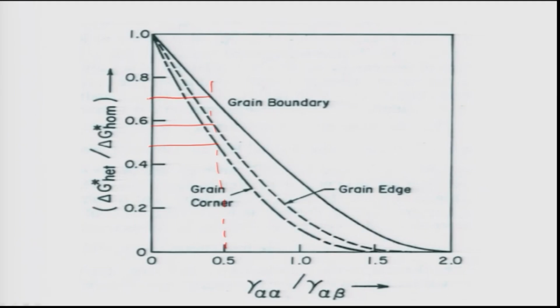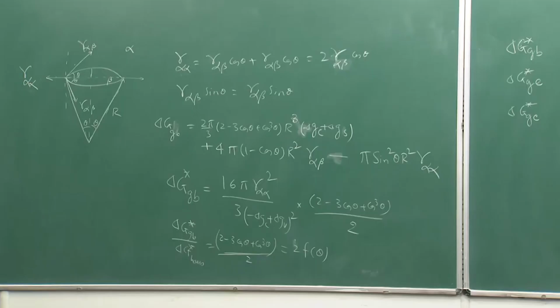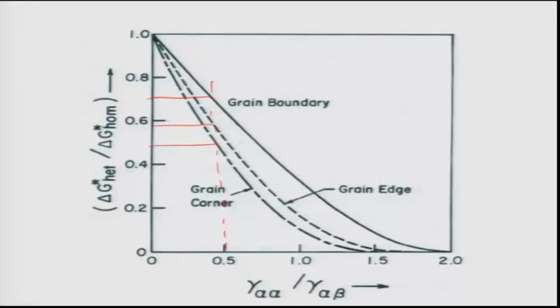What does the ratio tell you? That's the contact angle basically. That ratio, gamma alpha alpha by gamma alpha beta, there on the board you see in the first equation, is basically 2 cos theta for the grain boundary. So it depends on the cos theta. If that ratio becomes smaller, then the nucleation on the grain corner is the easiest one, followed by grain edge and grain boundaries.